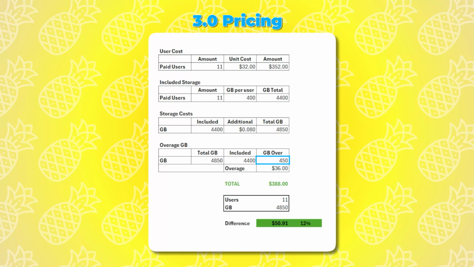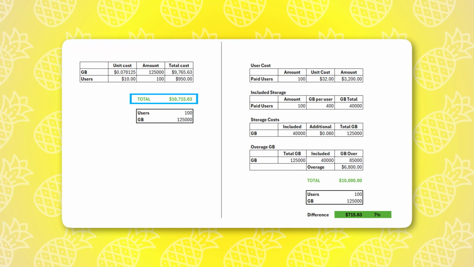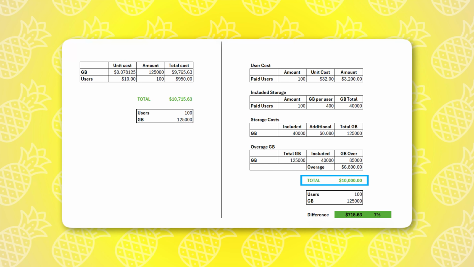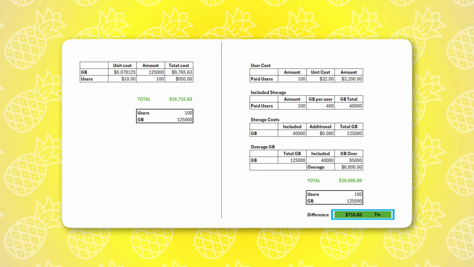So it's cheaper in this scenario, and I do believe that most production companies using Lucid will find themselves in a scenario similar to this one. Now let's try something different and scale this up. So you had a very large file space for an enterprise, 100 users and 125 terabytes. In the old pricing, that's $10,715. And the new pricing, that's $10,000, a 7% cost savings.